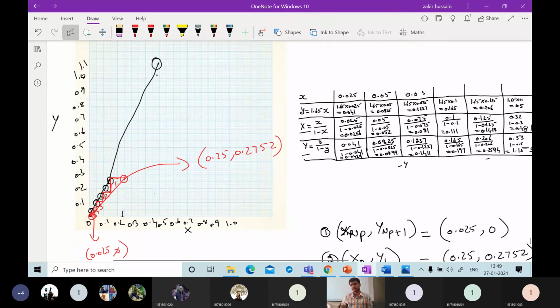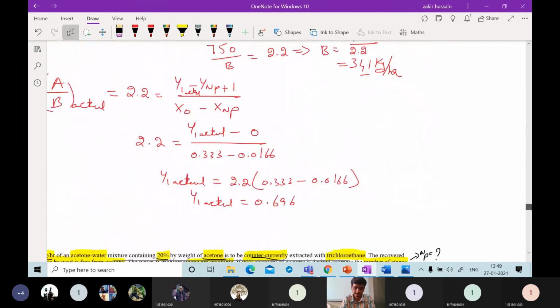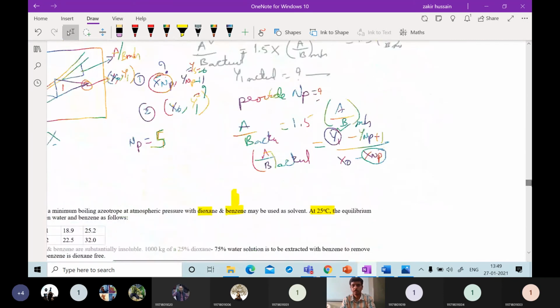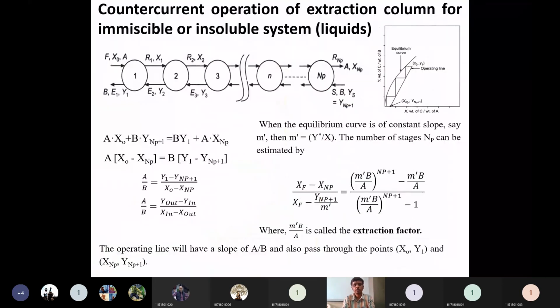Okay, I will summarize this once again, whatever topics, derivations and steps we have covered. I will show it through the PPT. So this is countercurrent operation of an extractor. You know very well that in countercurrent the feed will enter from stage 1, but the solvent will enter from the last stage.